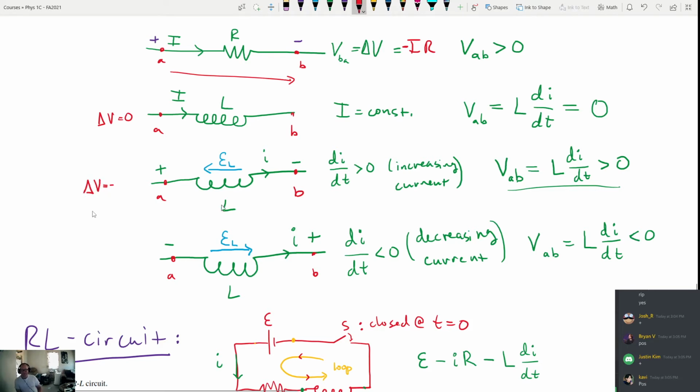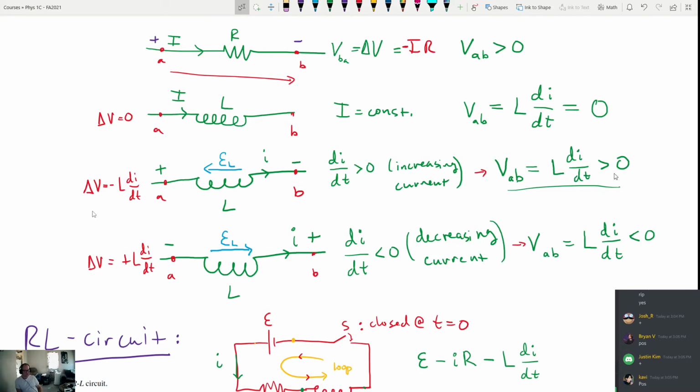Oops. I would say delta V is negative L di dt. And in this case down here, I would say delta V is equal to positive L di dt. This is what I find so confusing about this type of notation, is that the primary time in which you're going to be using this stuff is Kirchhoff's laws. So why would they give it to you in this form? Do you see what I mean?